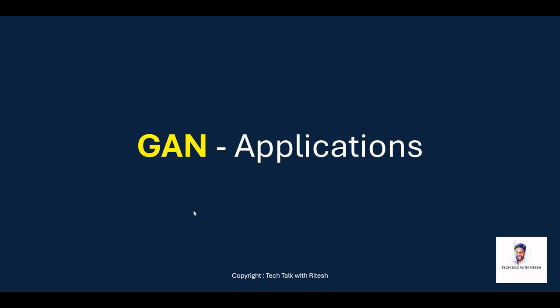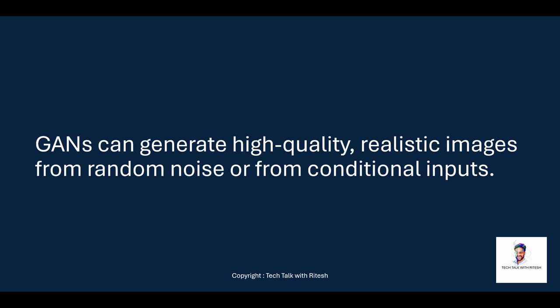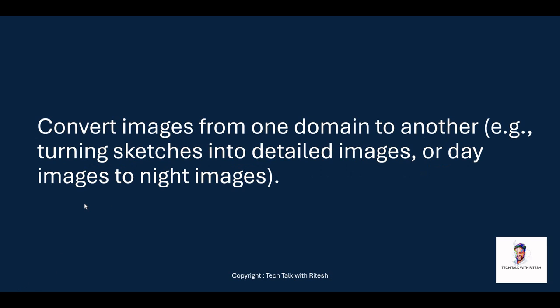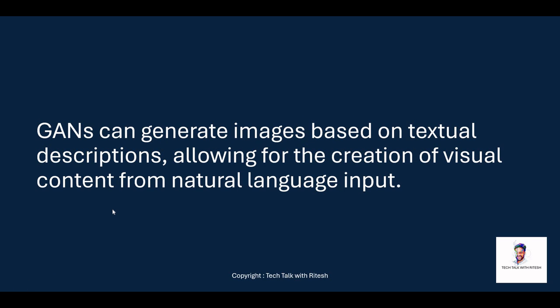Let's see where the GAN model can be applied, on which applications. GANs can generate high quality realistic images from random noise or from conditional inputs. GANs can convert images from one domain to another, for example, turning sketches into detailed images, day images to night images. GANs can generate images based on textual description, allowing for the creation of visual content from natural language input. So for example, you will input something, dog is eating something, and maybe that image doesn't even exist, it will create that image. So basically text to image.